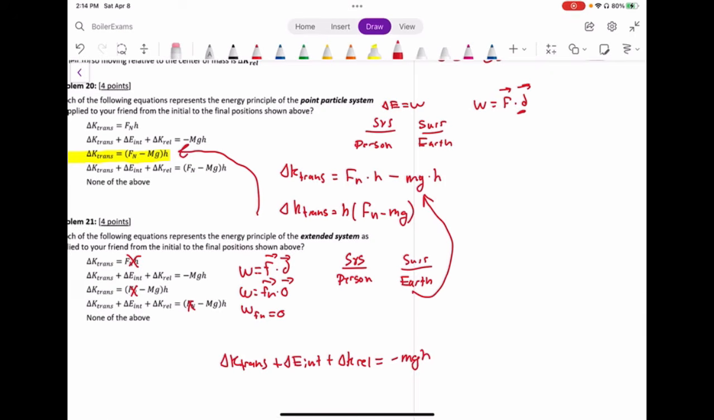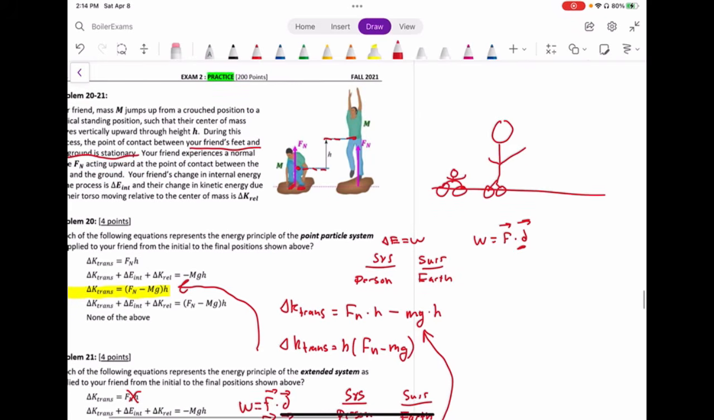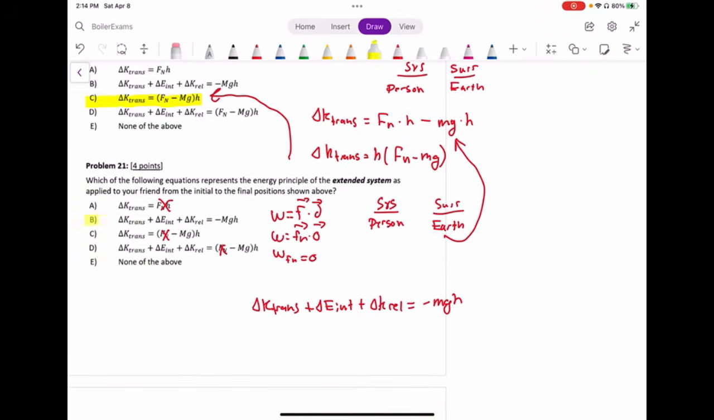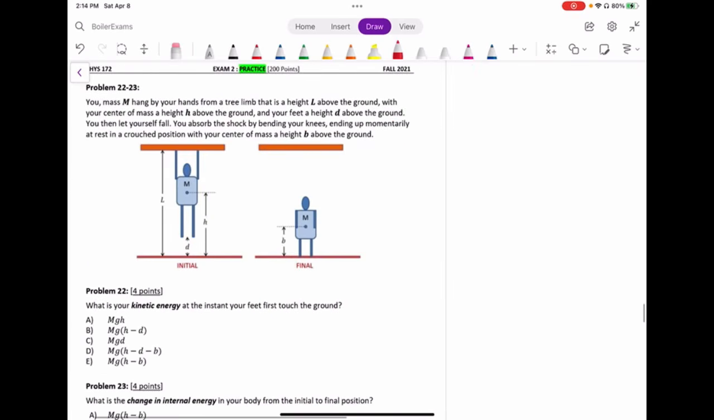The reason gravity doesn't change is because gravity acts on mass, and so it does always work through the center of mass of our person, which still moved through H. So that leaves us with B, which is correct. Okay.